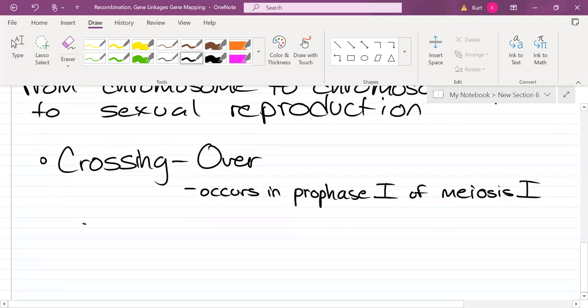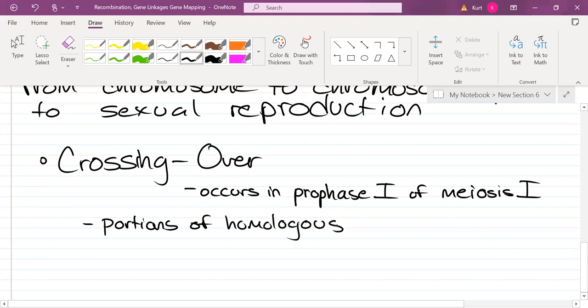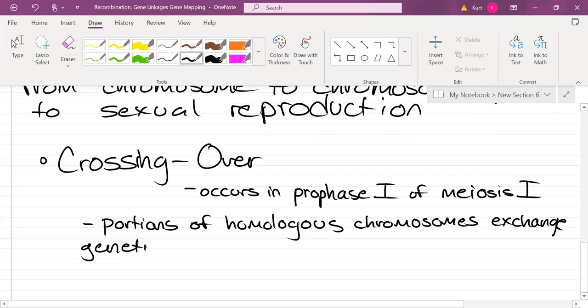So what crossing over does is portions of homologous chromosomes exchange genetic information. If you're sitting at your desk wondering what is homologous, you have some studying to do. This enhances variation in sexually reproducing organisms.